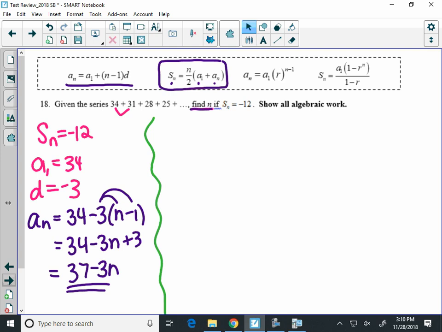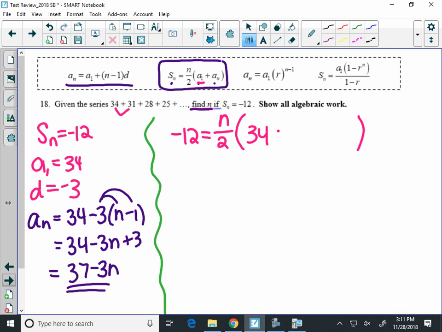Let's see, so we know, let's use our sum formula now. S sub n is negative 12, so I know negative 12 equals, I don't know what n is, so I'm going to leave n over 2, times a sub 1, which is 34, plus my expression for a sub n, which we said was 37 minus 3n. Okay, that's what we have, which is okay because I still have a variable n in 2 spots, which is fine because I'm looking for the variable n.